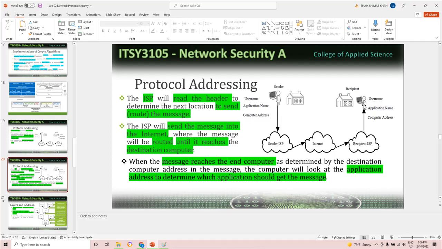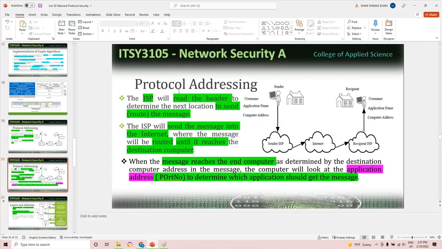For that, in each and every system, if many network-based applications are running, they are assigned an application address that is called a port number. So the application address is nothing but the port number. The port number helps the system to determine to which application this packet message has to be handed over. Okay students, we will discuss that.